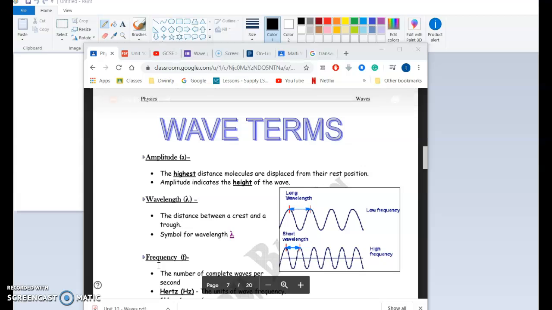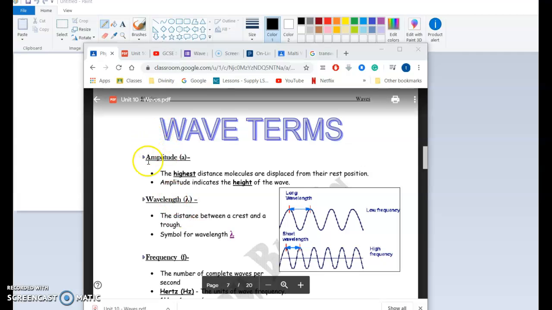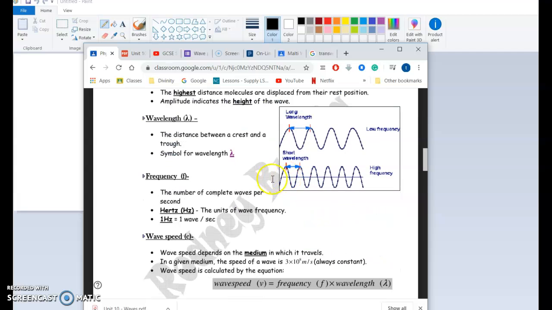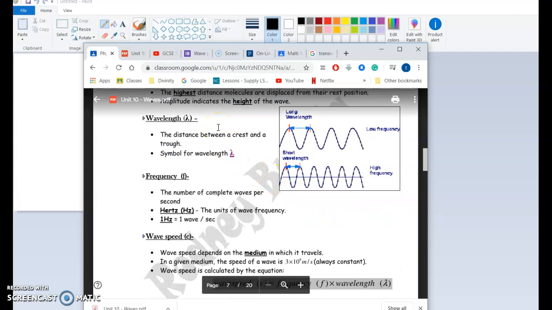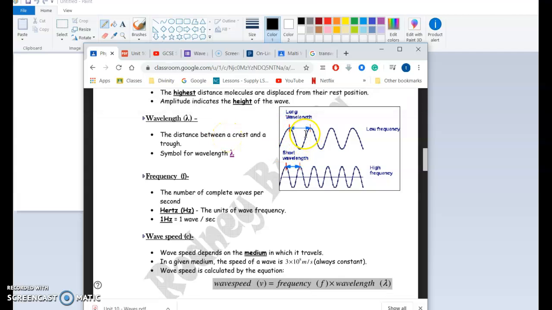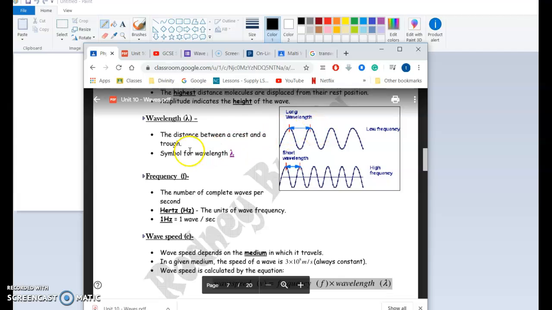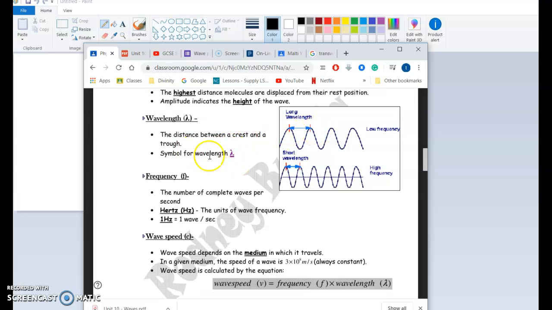Let's go over some wave terms together. So we have the amplitude, which is the height of the wave. We have the wavelength, which is the distance between a crest and a trough. So a crest, so this is the distance. The symbol of wavelength is this.